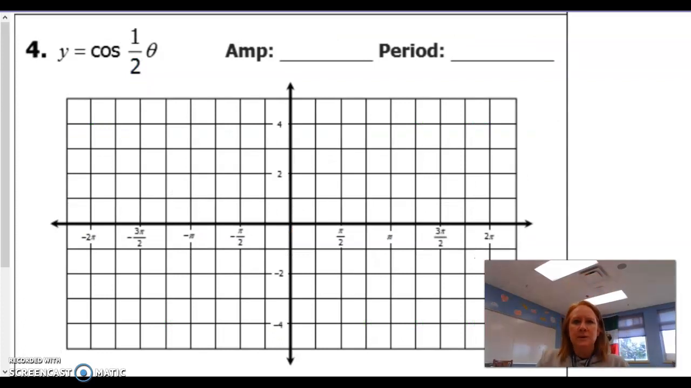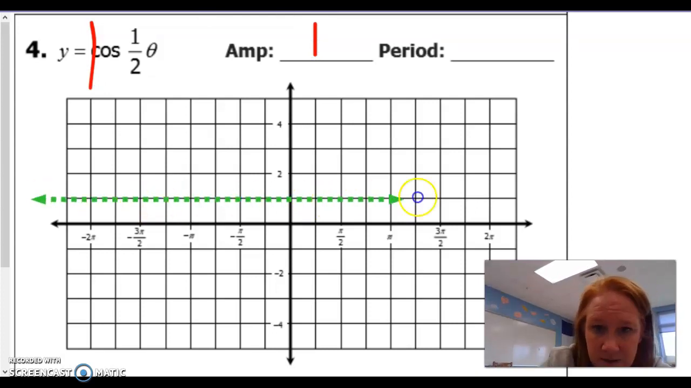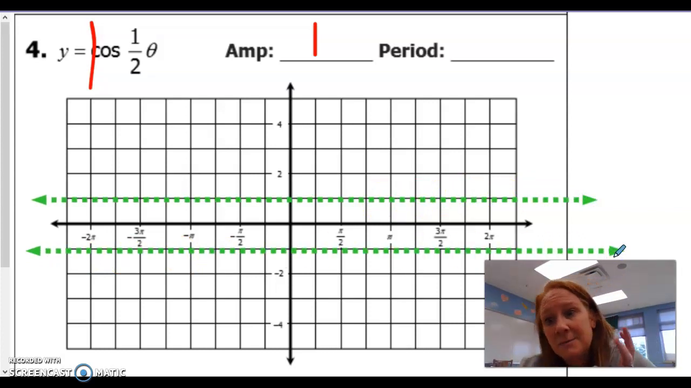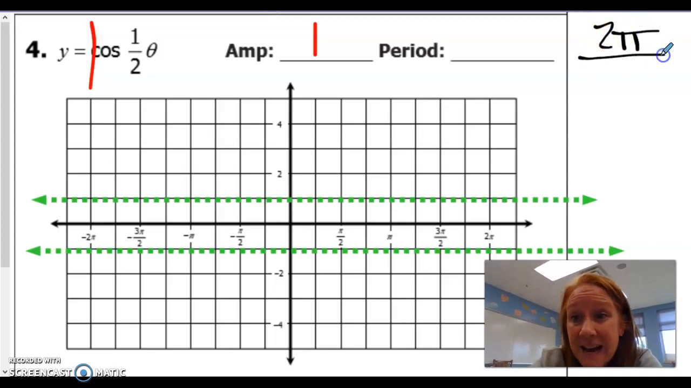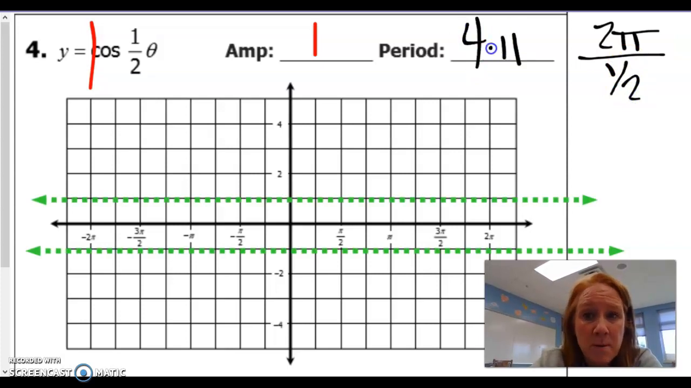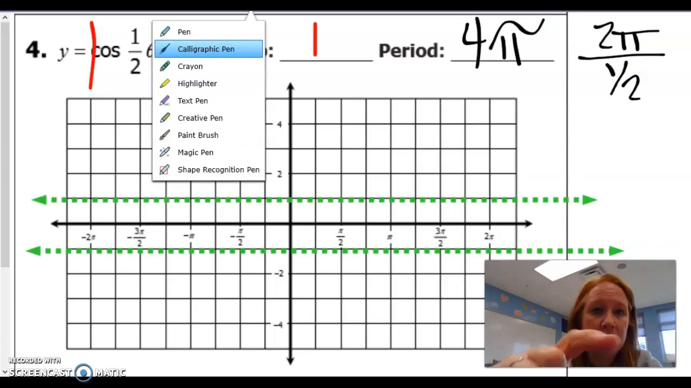Okay, so cosine. Well, there's nothing up front, so the amplitude on my cosine is going to be 1. So I'm just going to grab my little line and put it at 1. So this one is not going to go up as tall as that other one, and that's okay. The amplitude is 1. Okay, the period of the mother function is 2 pi, and then I divide it by the 1/2, which actually means the period is 4 pi. So take a moment to think about why that is, but mathematically that's just good math in dividing fractions. That's why we've been dividing fractions for years.